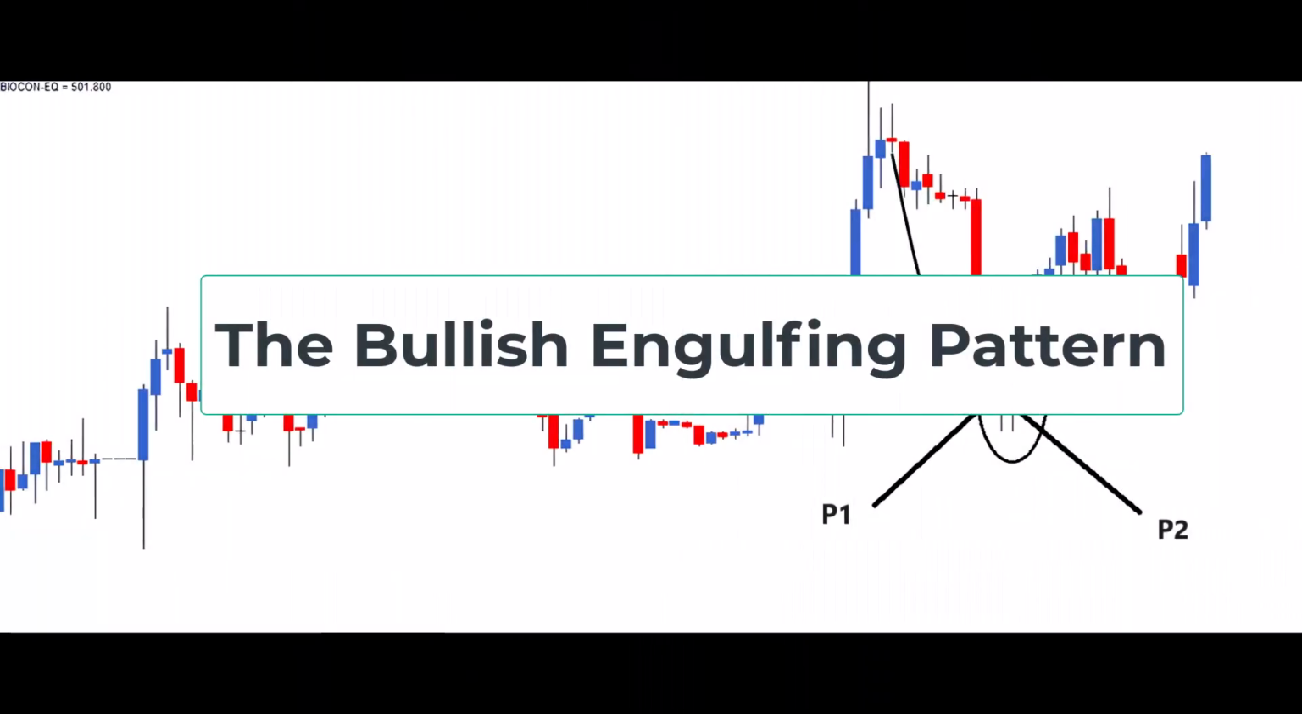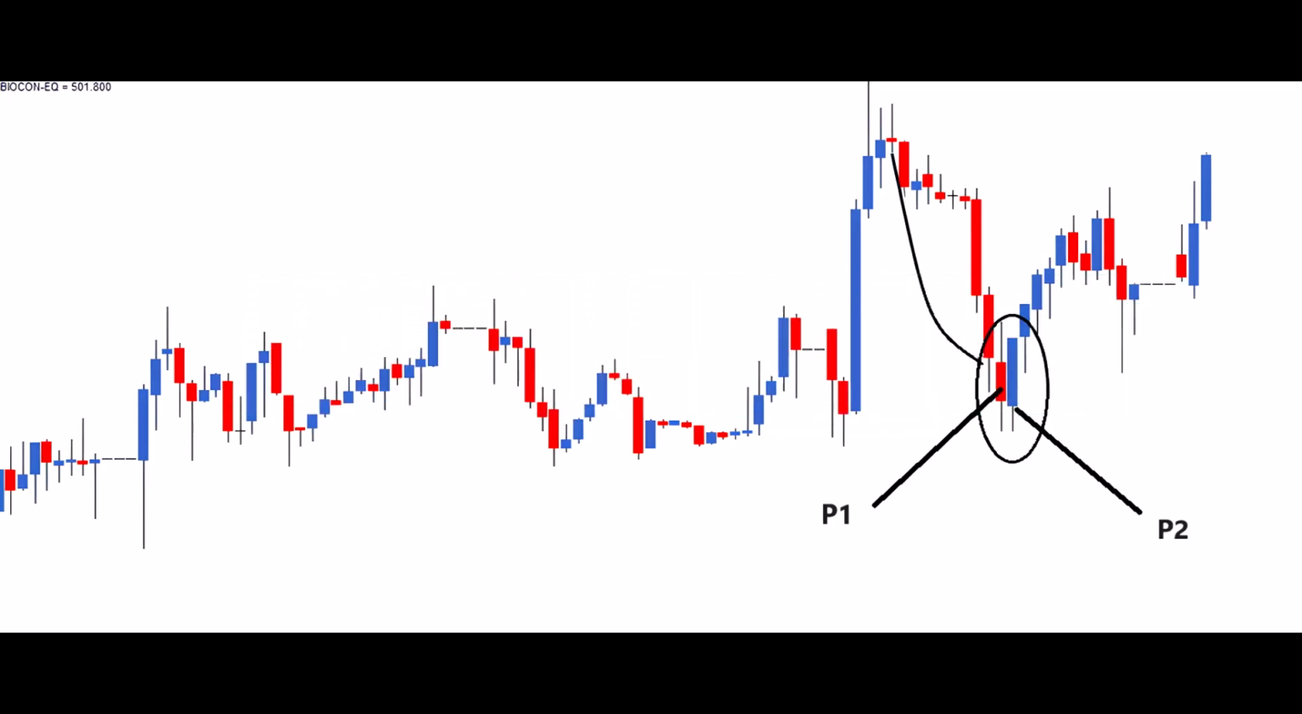Today, let's explore the bullish engulfing pattern, a 2-candlestick formation signaling a potential reversal at the bottom of a downtrend. As the name implies, this is a bullish pattern, indicating an opportunity for traders to go long. The pattern unfolds over 2 days, and let's go over its prerequisites and the thought process behind it.